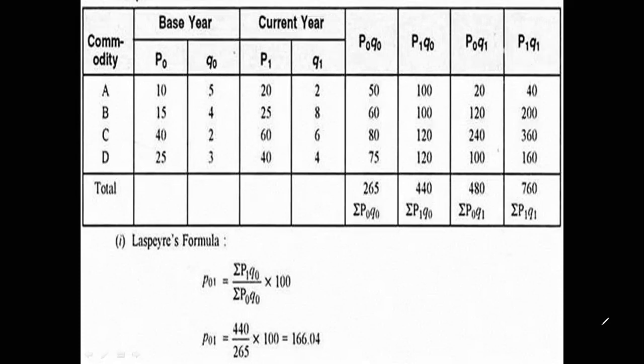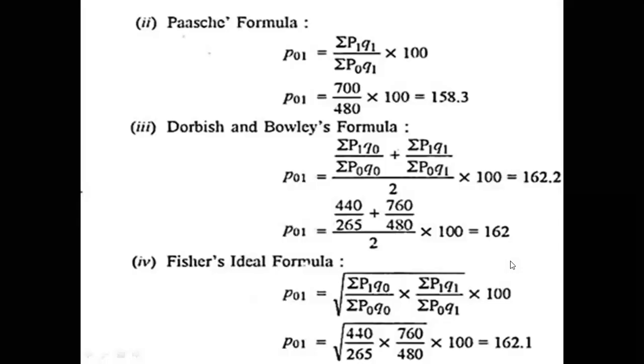Now calculate the next one, which is the Paasche formula. The formula is sigma P1 Q1 upon sigma P0 Q1 into 100. In that manner, again, we can derive the values from the table itself, apply them, and we get the answer, which is 158.3. Only the formula you need to remember, you can easily calculate that.